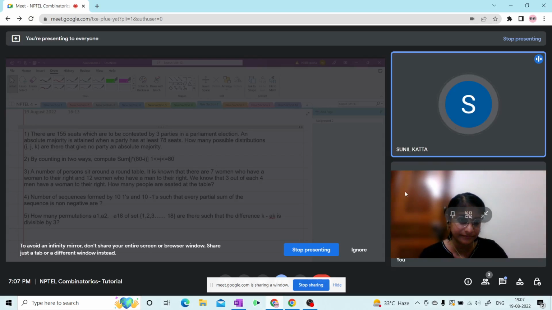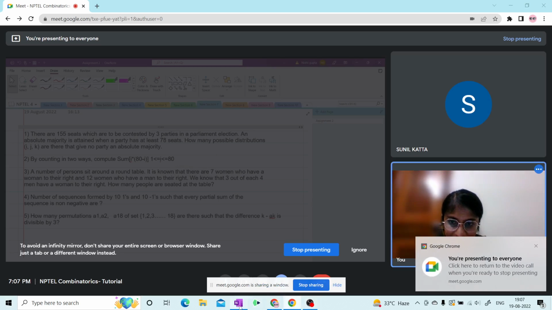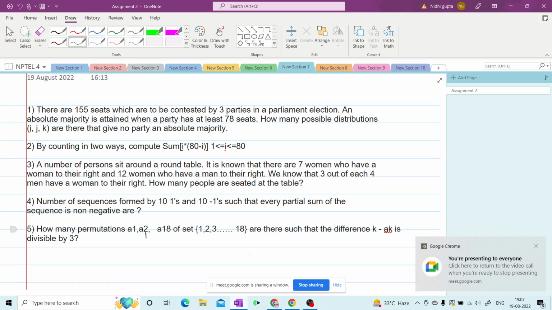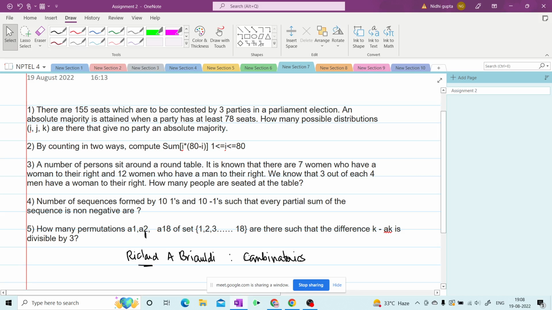Which book is good for combinatorics, ma'am? Okay, combinatorics book. It is mentioned on the reference side. You can look at Richard Brualdi, I might be spelling it wrong, for combinatorics. This is the book, and for the exact reference you can go to the course website. So this is the book we are following.